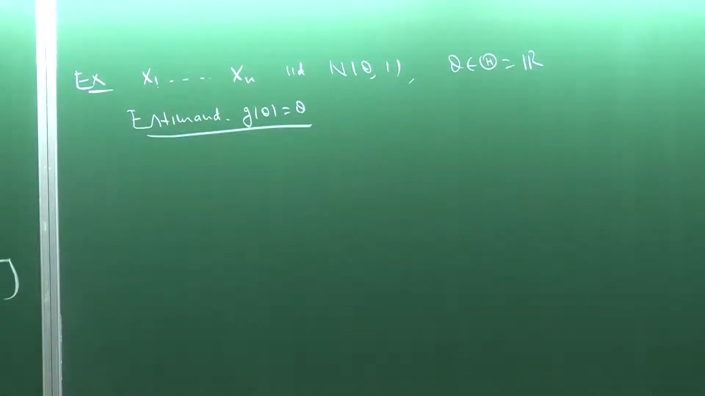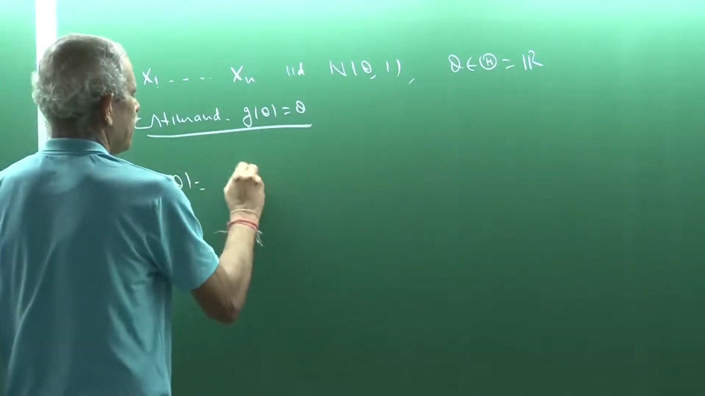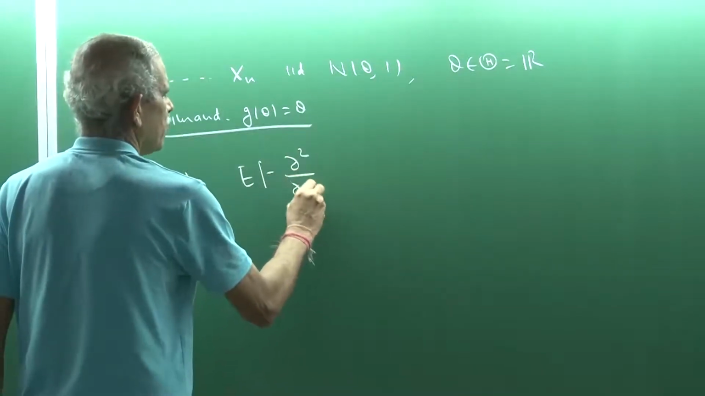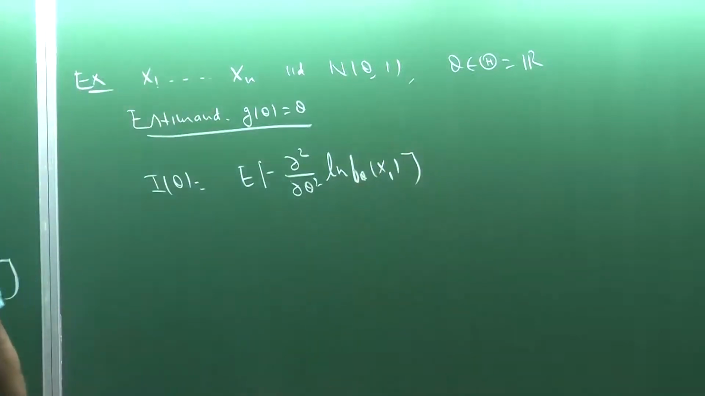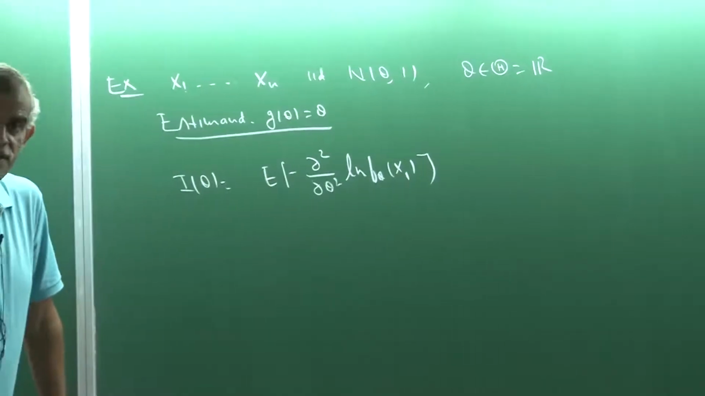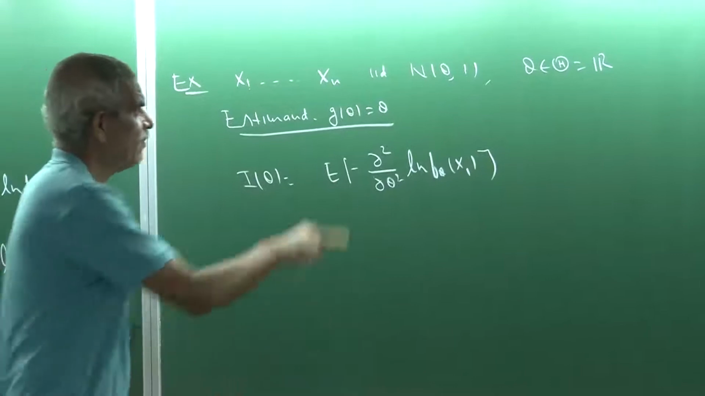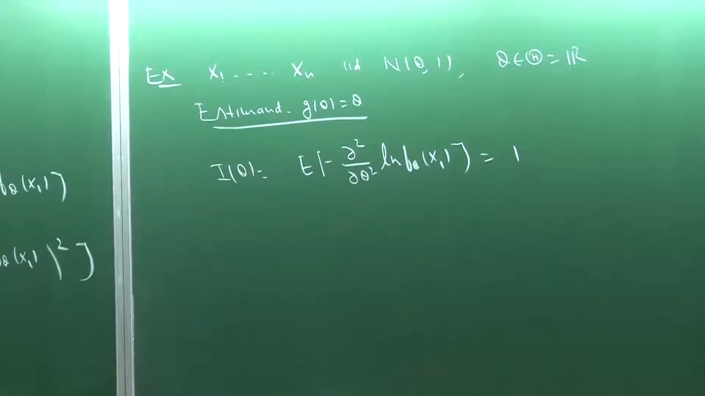It is an exponential family, so all those regularity conditions are satisfied. One can look at that. So I first try to find out what I theta is: the expected value of minus del square by del theta square of log f theta of x1. If you recall your last course, or even just with simple algebra, you see that in the normal case, the information contained in a single observation is inversely proportional to the variance, and the variance is 1, so I theta is 1.